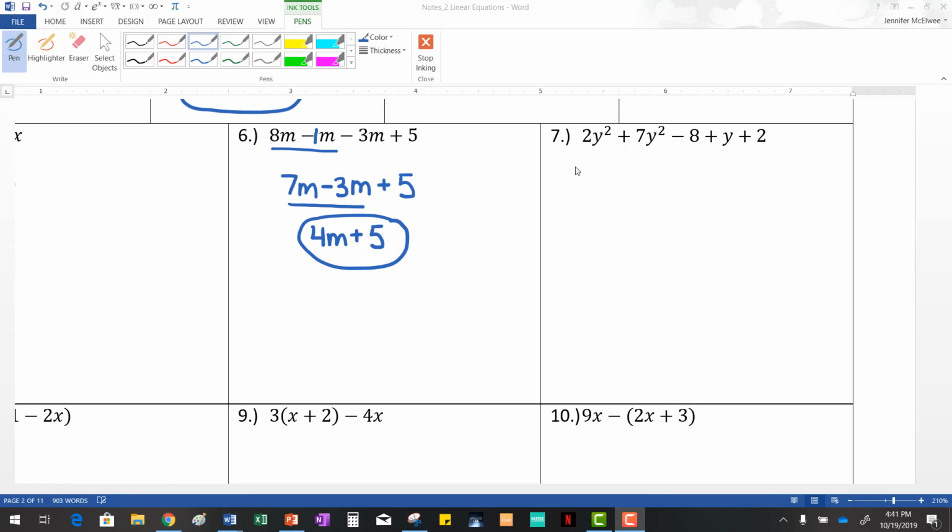The original problem for number 7 is 2y squared plus 7y squared minus 8 plus y plus 2. The first pair I see are the variable terms with y squareds in them. So I'm going to underline those one at a time. The second pair of like terms I see are a pair of constants. Because I do not want these constants to look like I'm underlining them so that I can combine them with the variable terms, I'm going to do a double underline here.